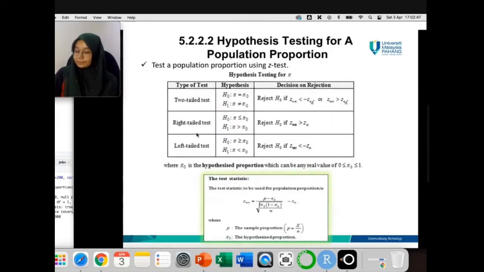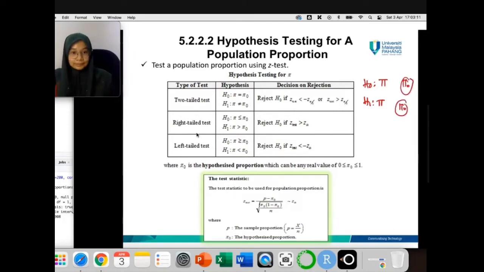Alright. And then, so now tadi estimate pi using P. Now kita nak test. Hypothesis testing for pi. So the hypothesis testing for pi, dia punya H null, H1, notation dia sekarang adalah pi. Tadi tadi mu. So sekarang pi. So pi, so sebelah sini adalah pi naught. Pi naught ni adalah numbers lah. So pi naught ni dapat daripada mana? Daripada soalan. Okay. Step number 1.